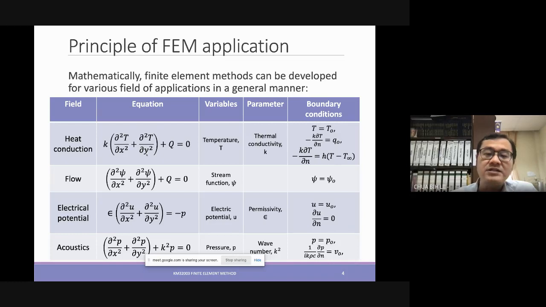In the X direction and the Y direction, plus Q equals 0. So this is basically a heat conduction equation, the Fourier equation, that involves the gradient of the temperature across the dimensions X and Y, multiplied by a constant K, where this K is the thermal conductivity.